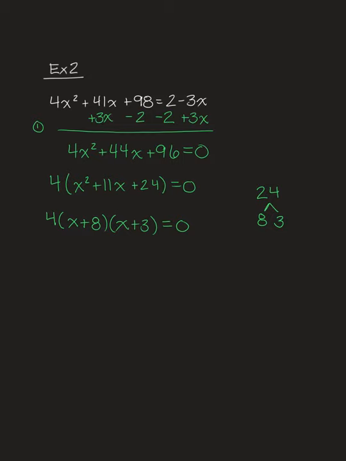Now I set each factor equal to 0. So 4 equals 0, x plus 8 equals 0, and x plus 3 equals 0. Now, 4 does not equal 0. That does not make sense, okay? So whenever you have that constant on the outside, you kind of ignore it, okay? If we subtract 8 from both sides, then we will get x is equal to negative 8. Subtract 3, and we will get x is equal to negative 3. So our solution set is negative 8, negative 3.